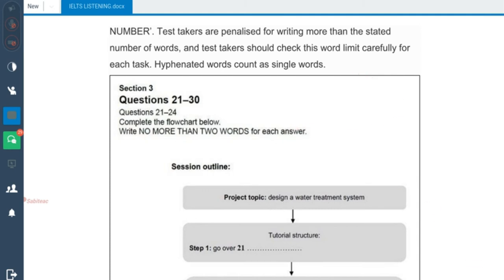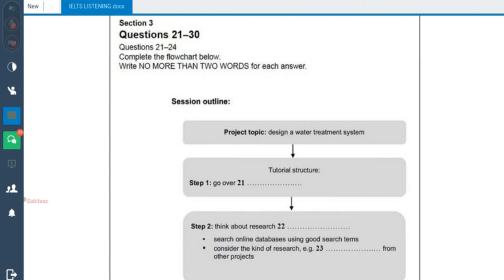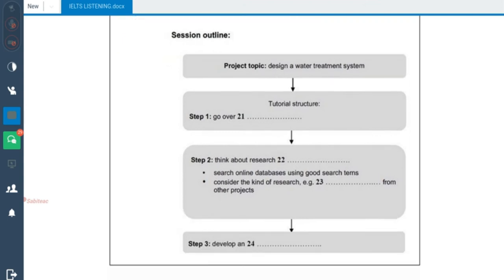So this is an example of the flow chart. This flow chart is titled session outline, and the first thing on the flow chart is project topic, and it says design a water treatment system. So these words serve as clues. The speaker will mention these words. The project topic is designing a water treatment system.